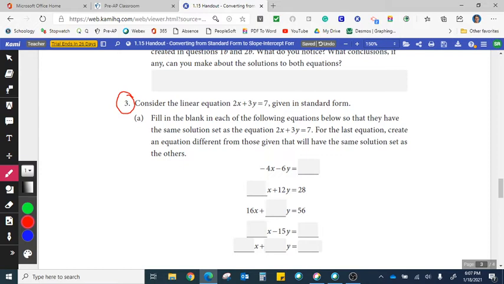Consider the linear equation 2x plus 3y equals 7 given in standard form. So this is standard form. It says fill in the blank in each of the following equations below so that they have the same solution set as the equation 2x plus 3y equals 7. For the last equation, create an equation different from those given that will have the same solution set as the others. Alright, so it's all based on this right here.